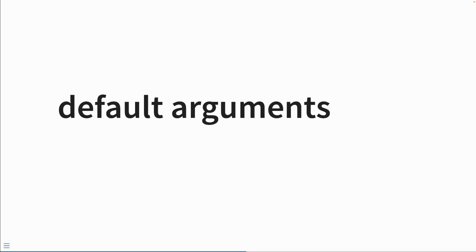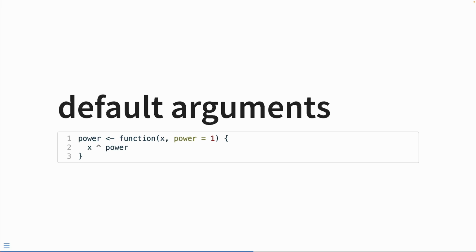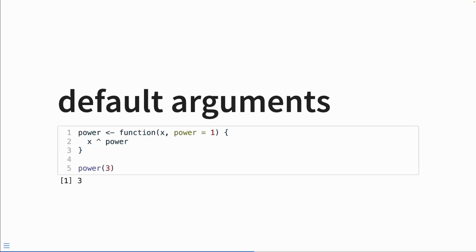So far, in all of these examples, there hasn't been a default argument. And we can set the default value of an argument by using the equal sign. So this function power has two arguments, the first x and the second power. And power has a default value of 1. In the body of the function, x is raised to that power. Since there is a default value for the argument power, which in this case again is set to 1, the function will always return x to the first power unless we specify something else.